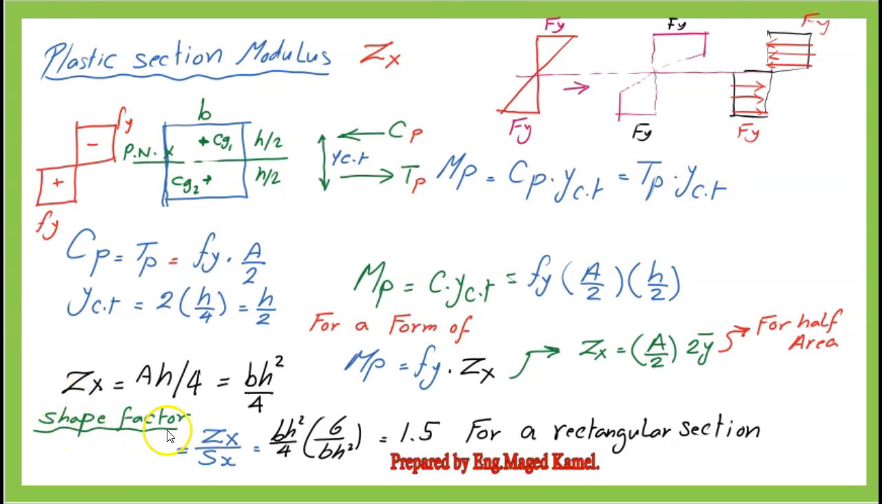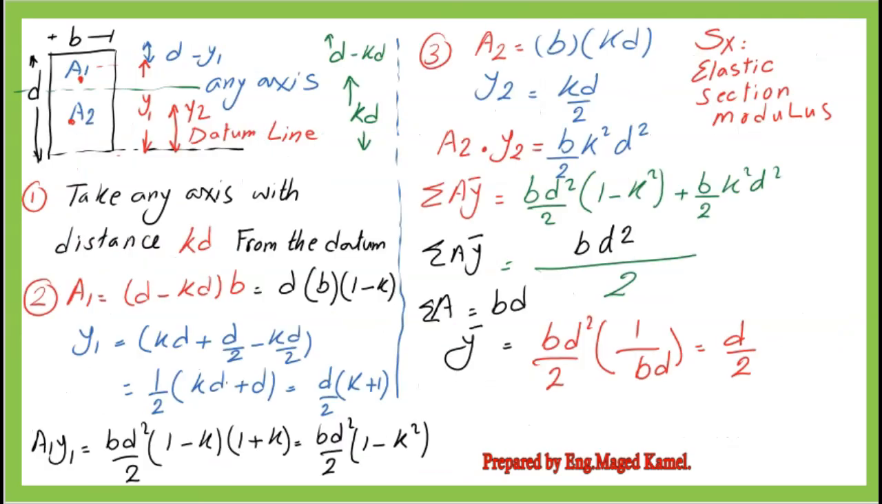The shape factor is the ratio Z sub x divided by S sub x, or the plastic section modulus divided by the elastic section modulus. The value of the shape factor of a rectangular shape equals 1.5. We will move to the next slide.